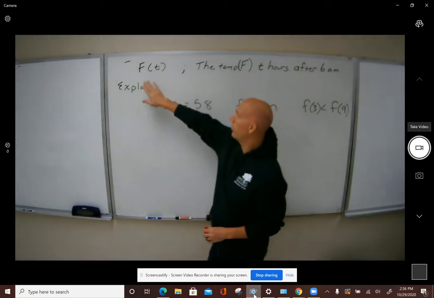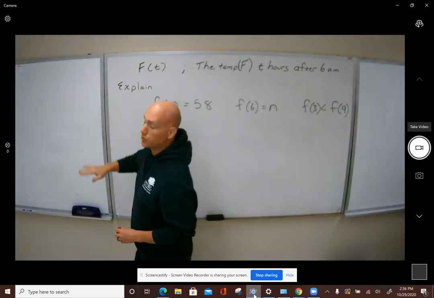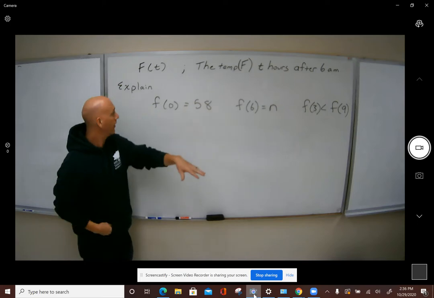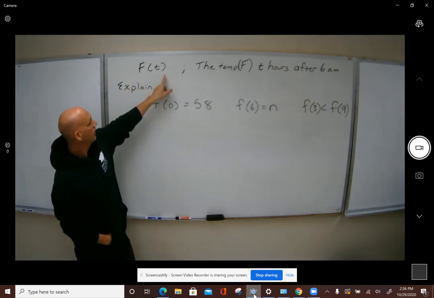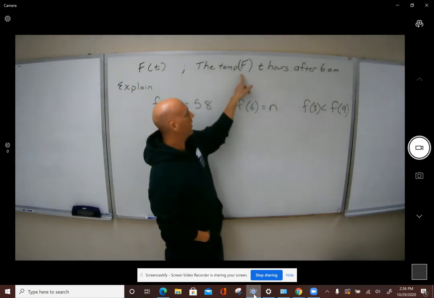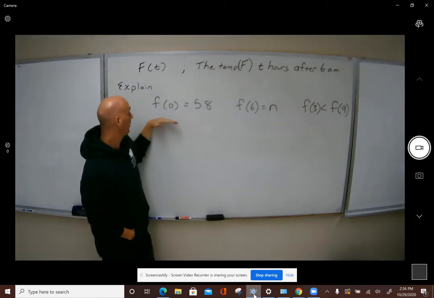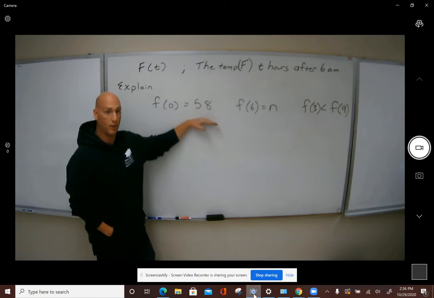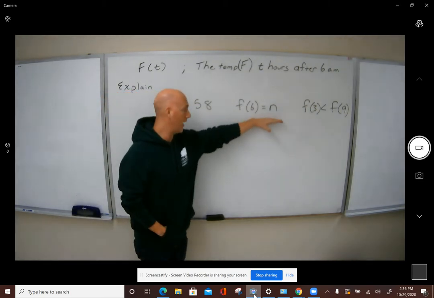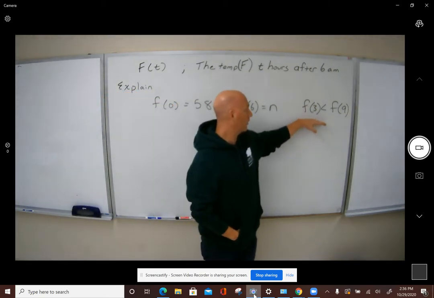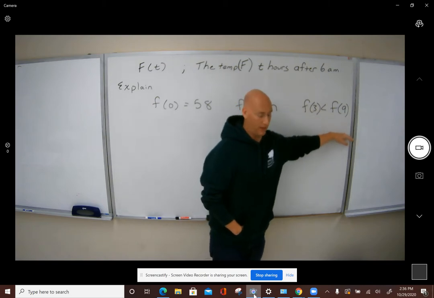Hey guys, we're going to be going over example 2 now. So I kind of just highlighted everything. F of t is going to stand for the temperature F, t hours after 6 a.m. And then we have to explain what F of 0 equals 58 means, what F of 6 equals n means, and F of 3 less than F of 9.